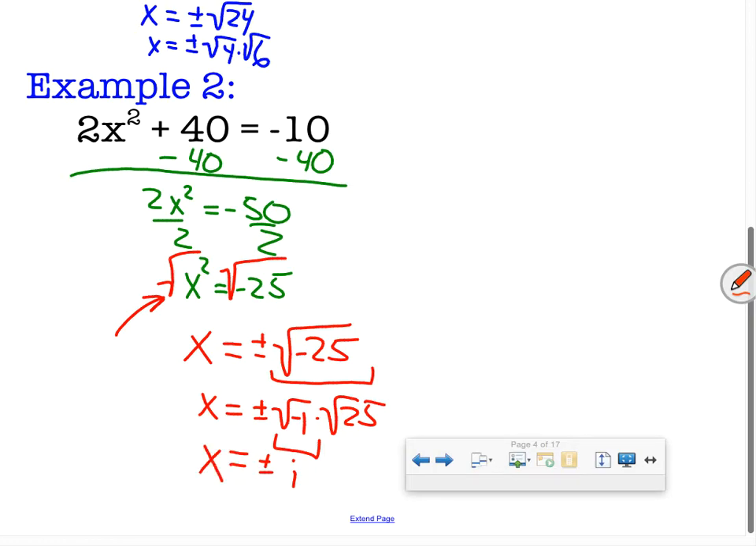Now, the square root of 25, you just write that as 5. And I'm going to go ahead and put that in front of the i term. That would be the way we write that in standard form.